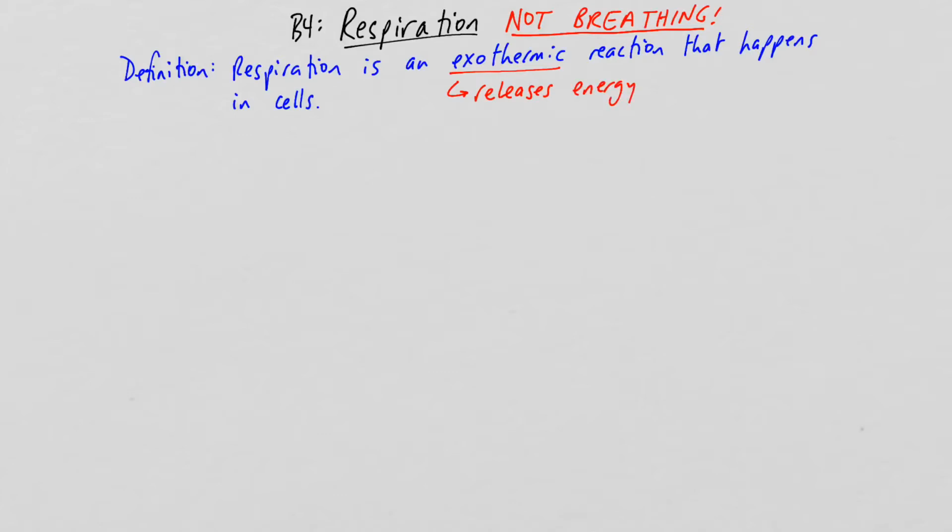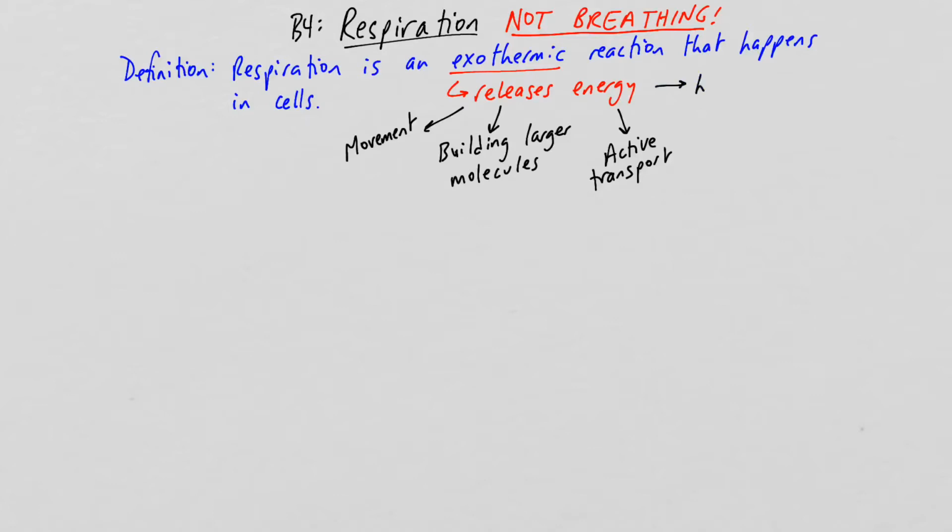And that energy is going to be used by a whole bunch of different things by the cell or the organism as a whole. So that energy can be used for movement. It can be used for building larger molecules. It can be used for active transport. And it can be used to keep warm.